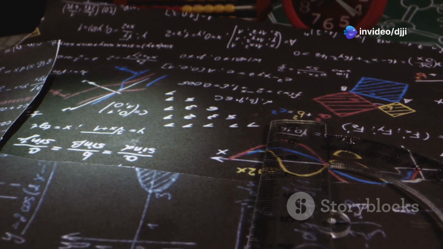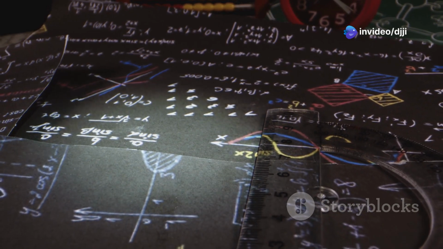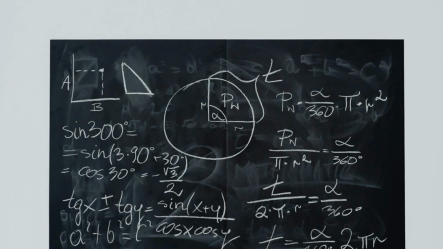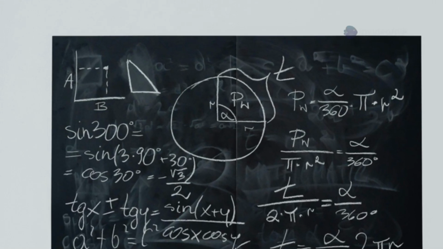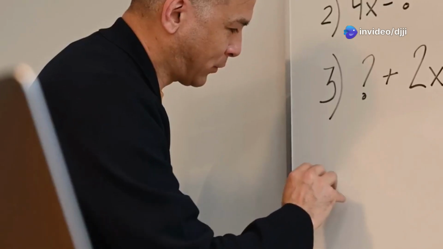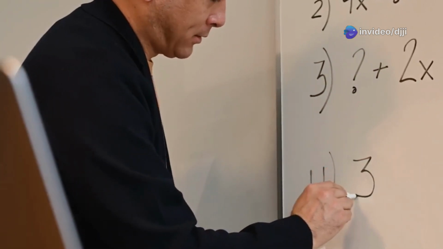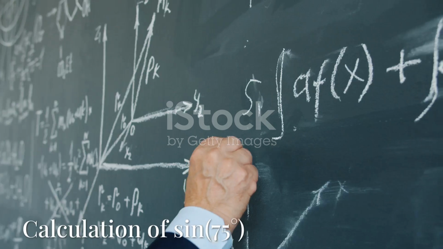Next, apply the sum formula. Using the sum formula for sine, sine of a plus b equals sine of a times cosine of b plus cosine of a times sine of b. We have sine of 75 degrees equals sine of 45 degrees plus 30 degrees, which is sine of 45 degrees times cosine of 30 degrees plus cosine of 45 degrees times sine of 30 degrees.